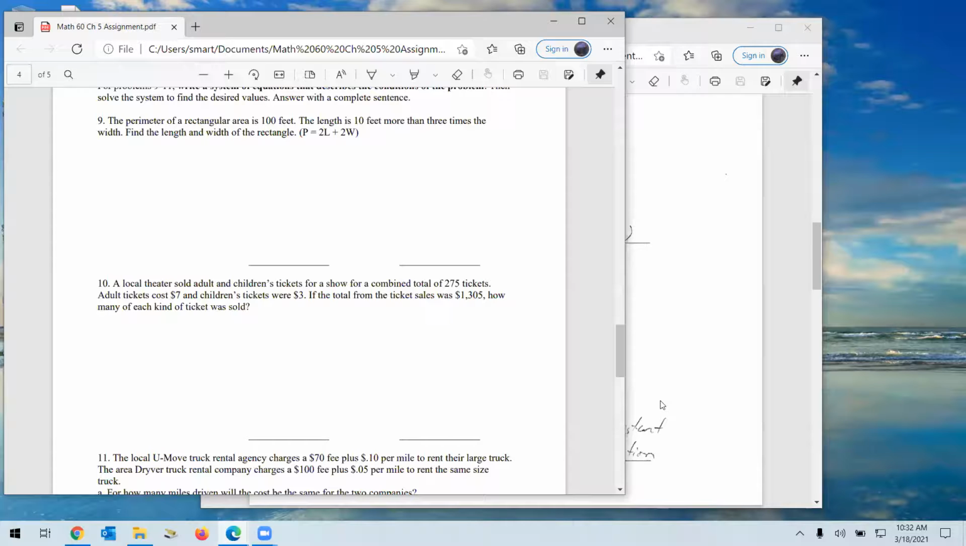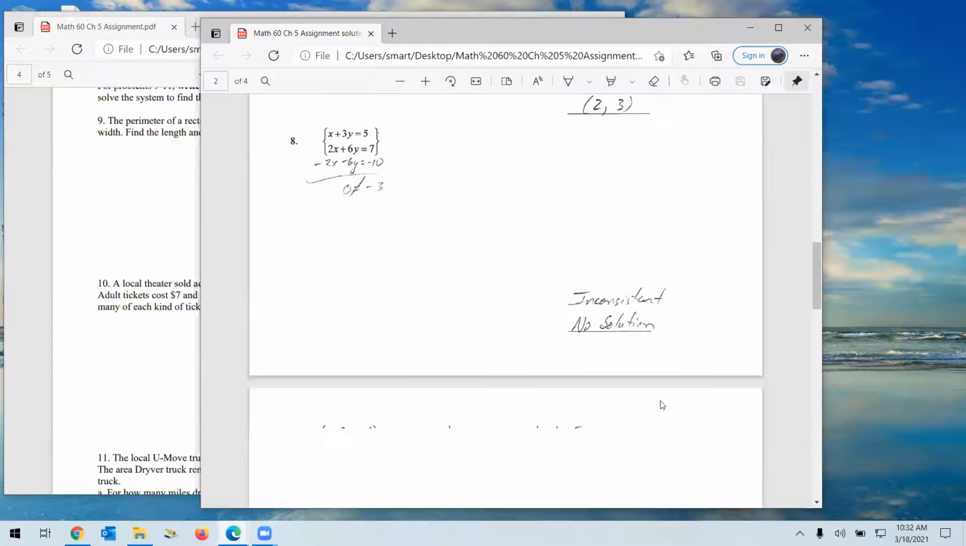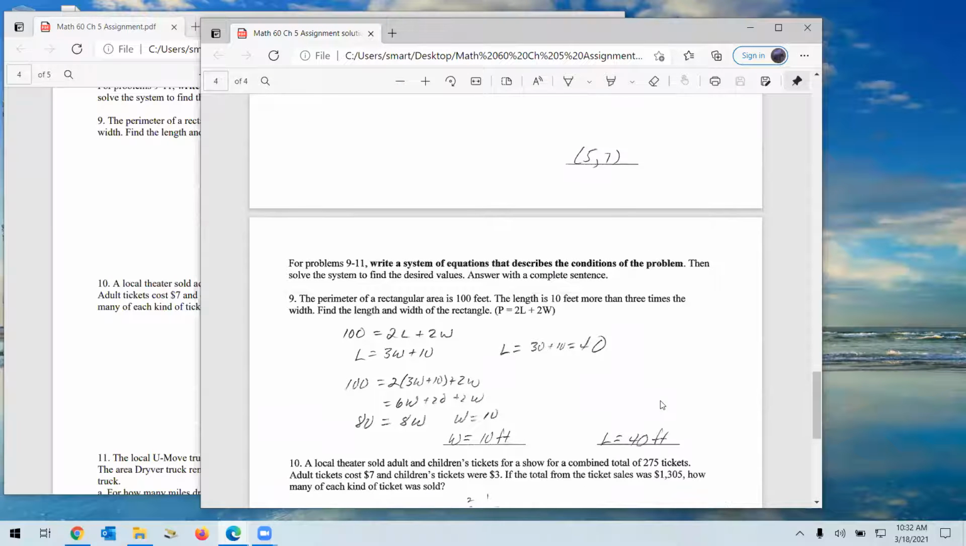Okay, I'm going to switch over. All right, so there's that first equation based on the formula. The total is 100, is 2 lengths plus 2 widths. Now this next one is the one you have to read carefully. The length is, so L equals, right? Length is 10 more than 3 times the width. 10 plus 3W, 3W plus 10, that doesn't matter for addition, right? So it makes this work well as a substitution problem.